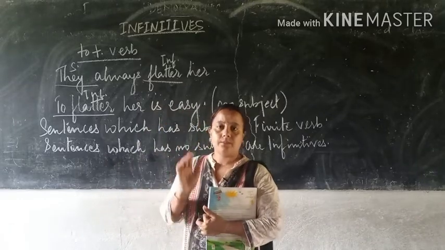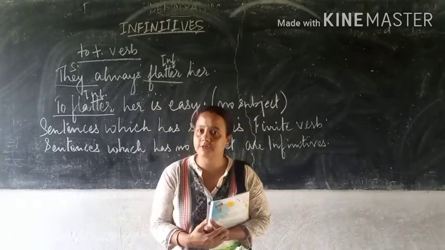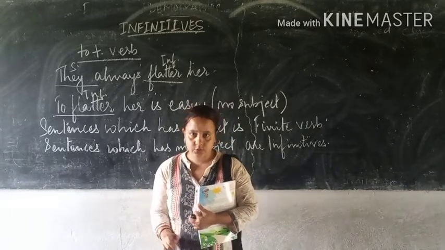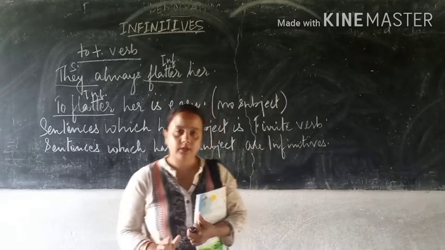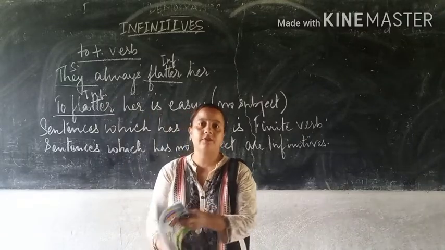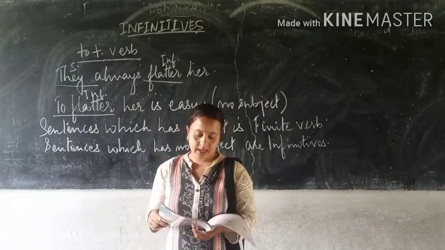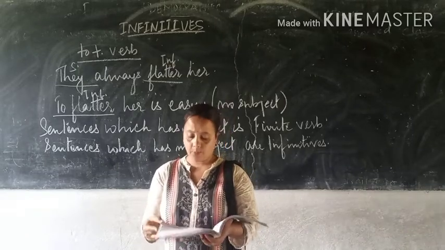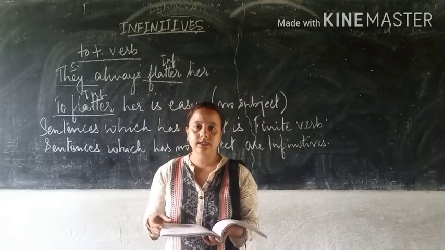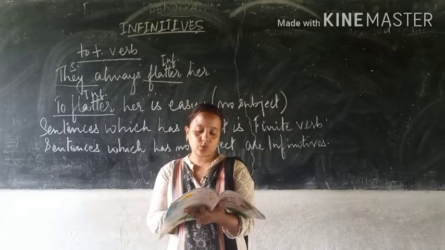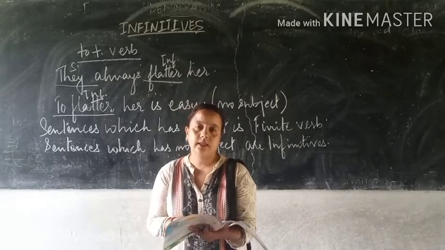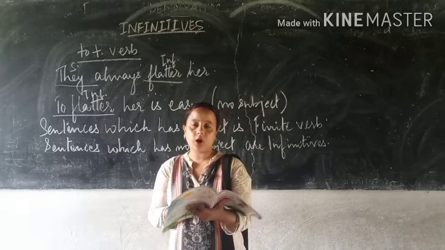Let us know it one more time. What is an infinitive? It is to plus verb. Understood? There is no use of subject. In an infinitive, we will not find a subject. Similarly, there are many examples given in your book, on page number 99. To steal is wrong. In this sentence, we see this word to steal. So this is again an infinitive because there is no subject. To find fault is easy.